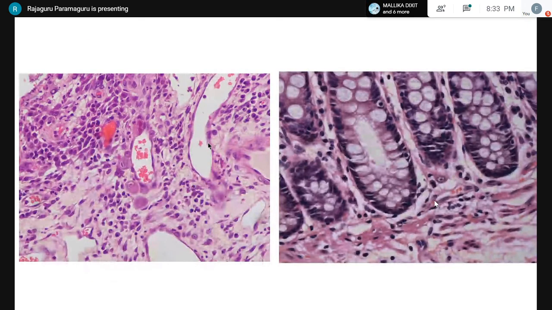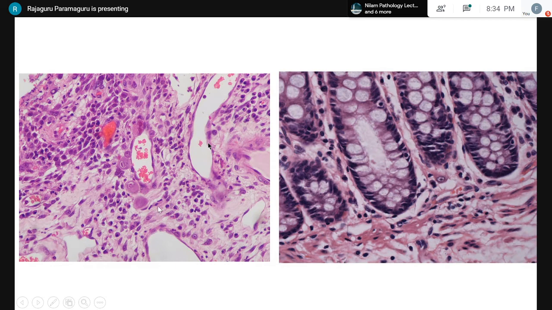Moving on to the next case, if we have any comments, can someone tell what these are on the left and what this is on the right? Just hold on, let's see. I think there are none. We can go ahead. We are dealing with the infections of the GIT.